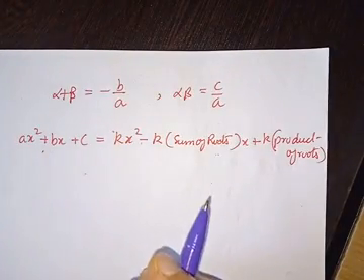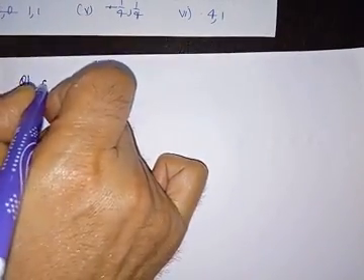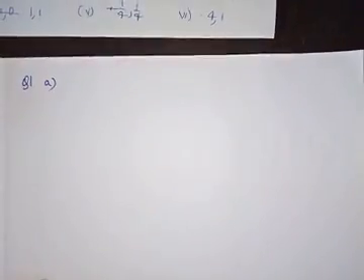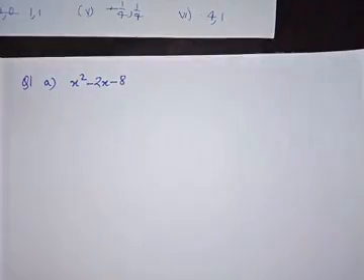Now moving to our exercise 2.2, and what the first question says is, find the zeros of the following polynomial and verify the relation between zeros and the coefficients. So in the first question of this exercise, we first have to factorize the given polynomial and find its roots. So let us solve this.